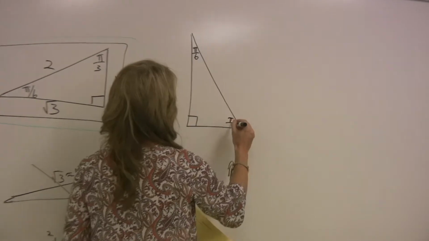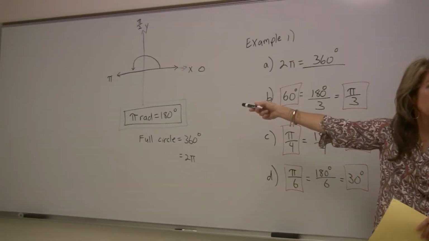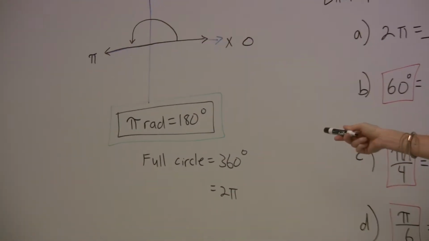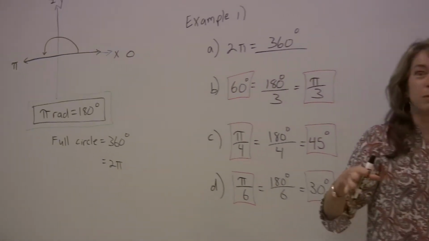Again, if you don't remember, that's a pi. You can always go back to this and figure out which one is which. If you forget, just go back and it takes all of 4 seconds to divide 180 by something to see which one it is.